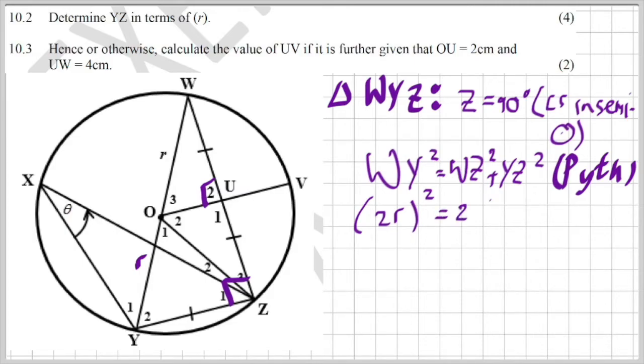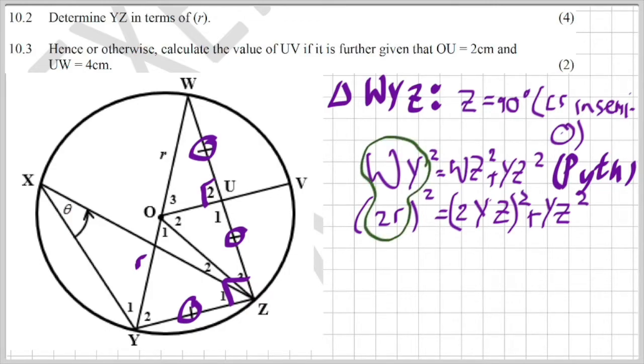Next up, I know that WZ is 2 times YZ. Why is that? Because remember, these 3 sides are equal. So if I put this in, I'm going to have an equation that looks like that. So remember that WY is 2 radii, and then WZ is 2 times YZ, simply by the fact of being equal lines.